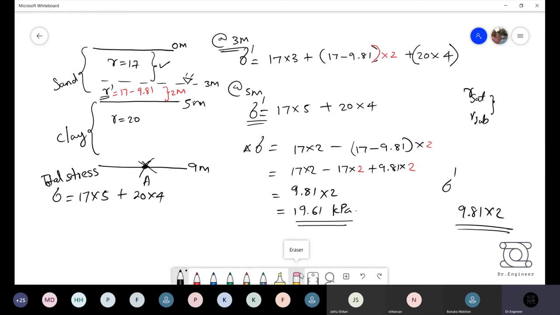So sigma dash is equal to sigma minus u. Whatever change occurs to u will occur to sigma dash also. So simple as that. Don't get this complicated. You are making this much more complicated for yourselves.